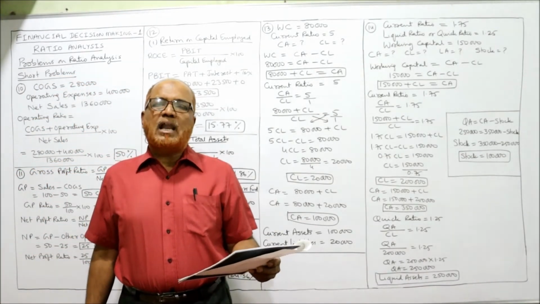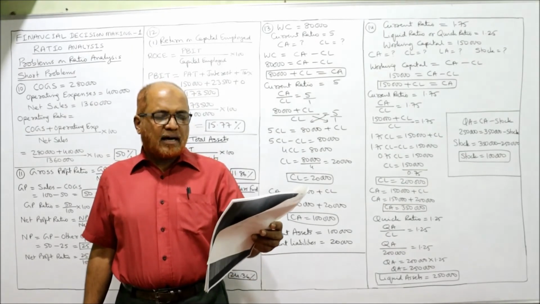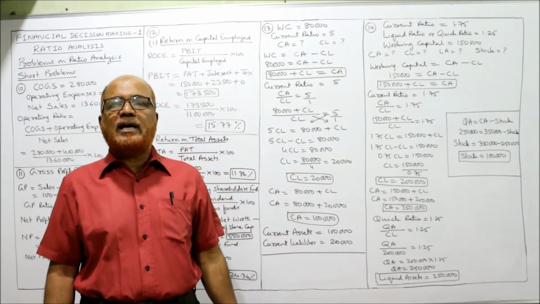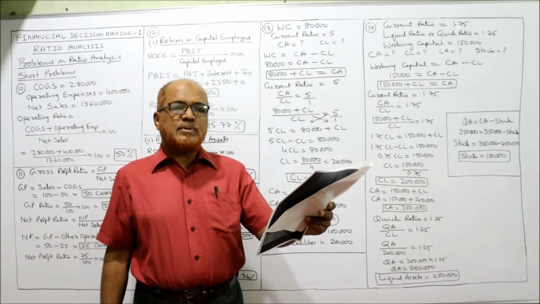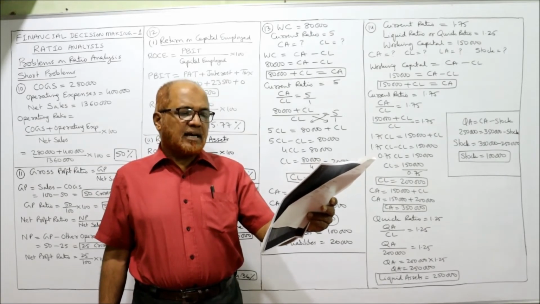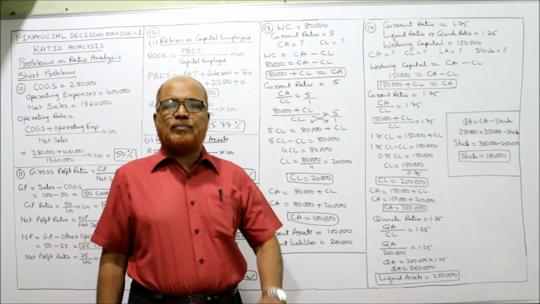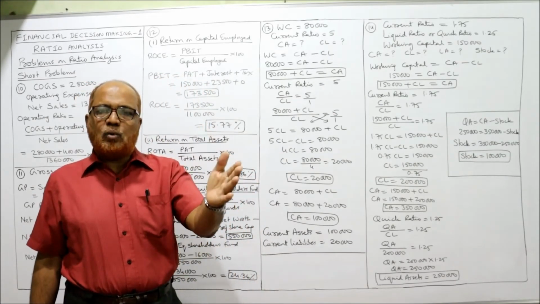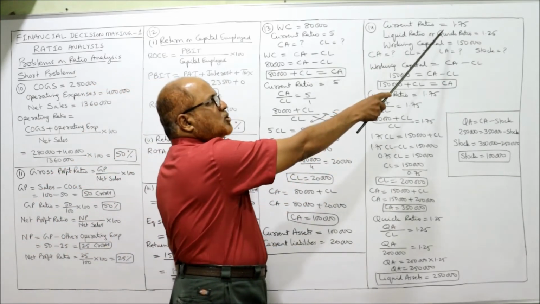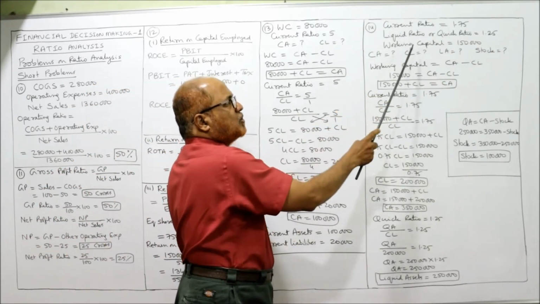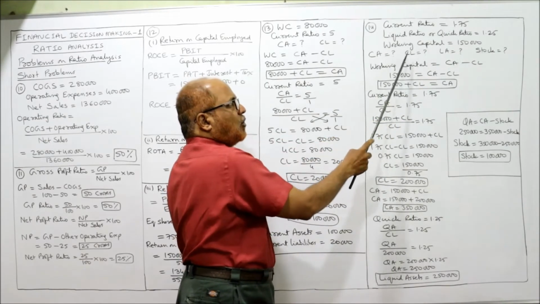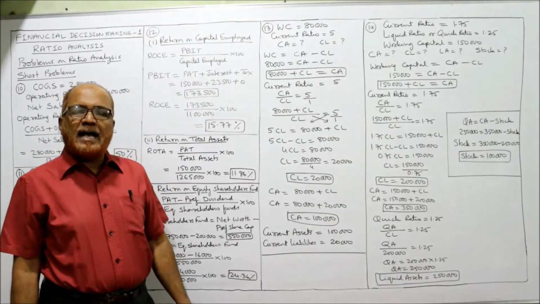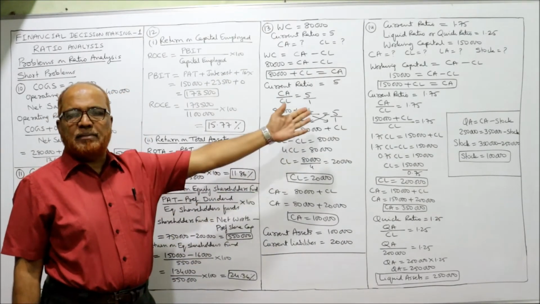Now 14th problem. This is the last short problem. Given that current ratio 1.75, liquid ratio is 1.25. Liquid ratio means quick ratio. The net working capital 1,50,000. Calculate current asset, current liability, liquid assets and stock. So 4 items we have to find out. Current ratio 1.75, quick ratio 1.25, working capital 1,50,000. CA how much, CL how much, liquid asset how much, stock how much. That is the problem. As usual, the same way we did the previous problem.